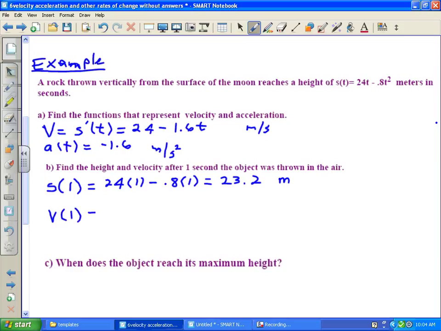equals, just plug in 1 into the velocity equation, so there we have 24 minus 1.6. And what do we get, 22.4? And what are the units? Meters per second.